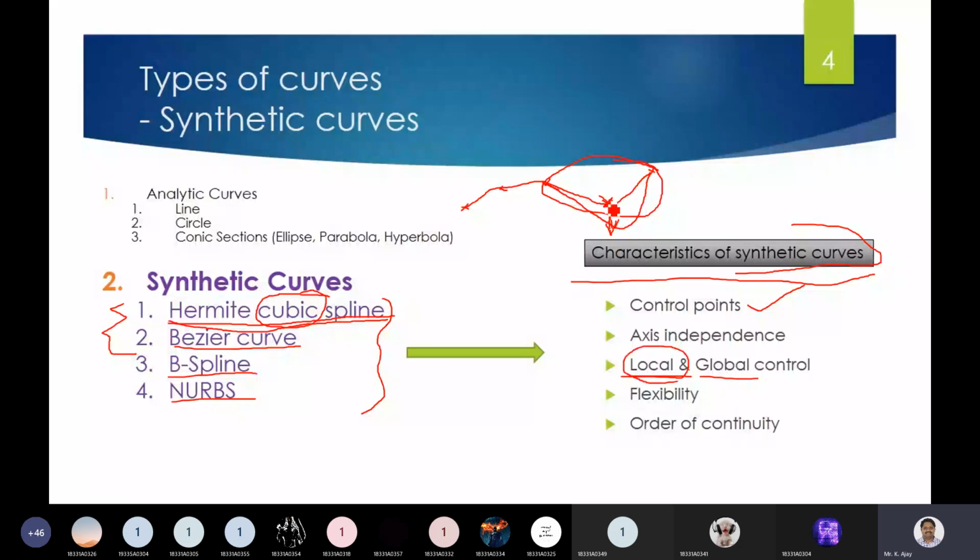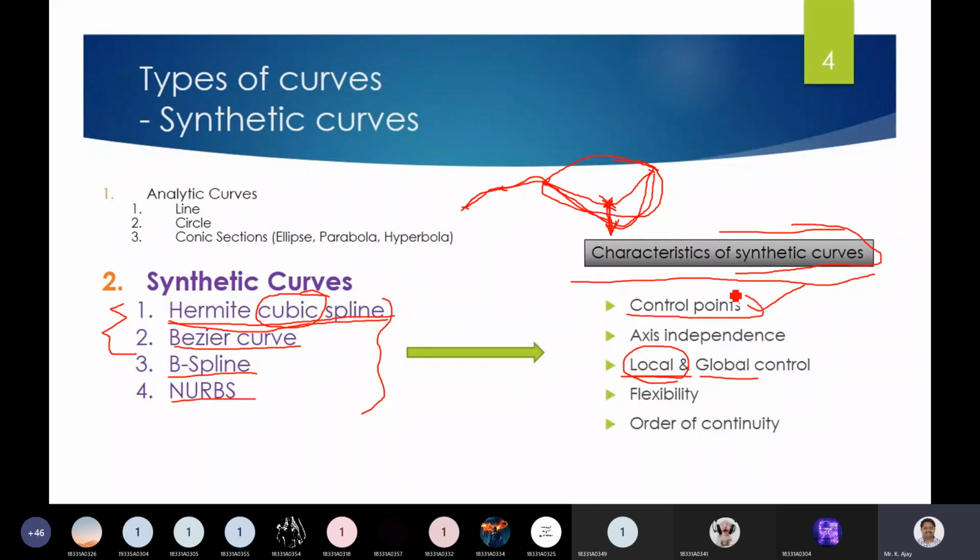But if a point affects not only that segment but also much more, in certain cases the entire curve shape, like by moving that, the curve shape may be like this and it may be like this. So if it is affecting the entire shape of the curve, then you call it global control. All such things are possible only in the case of a synthetic curve. How do we attain local control and global control? It's a different story, which you can understand only in the subsequent slides. But as of now, try to understand the characteristics of the synthetic curve.